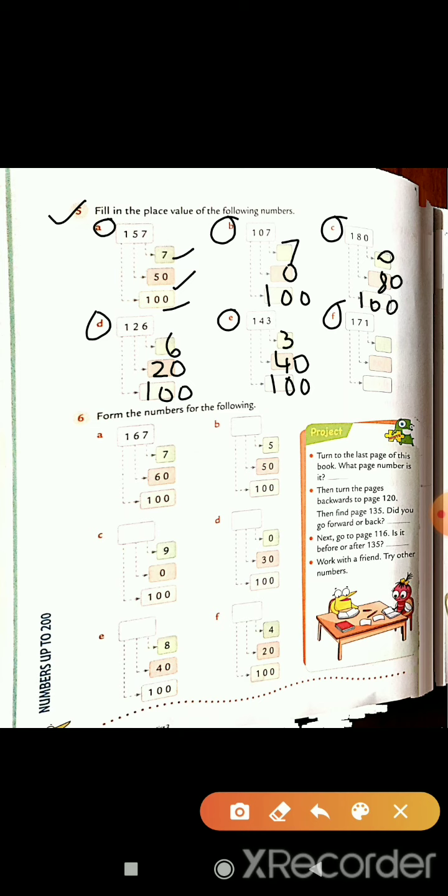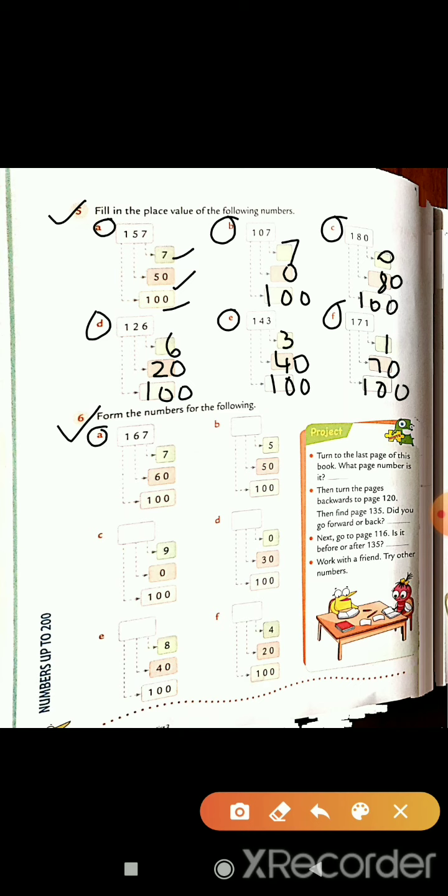Next, F. The number is 171. 1 is at the ones place, so its place value will be 1. 7 is at the tens place, so its place value will be 70. And 1 is at hundreds place, so its place value will be 100. Next, question number 6. Form the numbers for the following. Now, in this question, the place value is already given and we have to form the number.